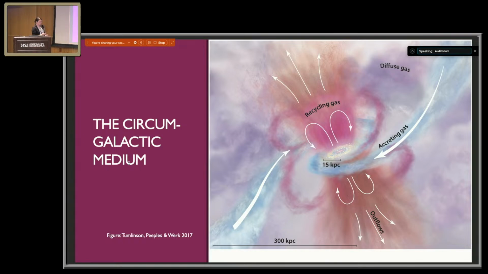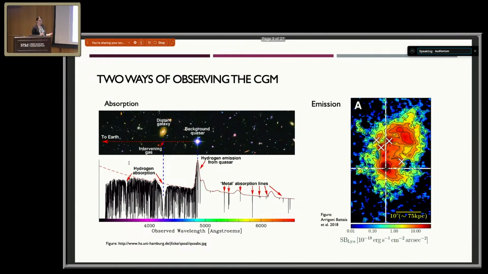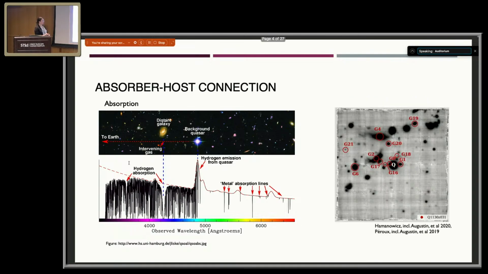To draw this connection, first of all, we need to observe the CGM. Ideally, we would like to look at it in emission, but as you all know, this gas is extremely diffuse, therefore very faint. To do this for the full halo is quite challenging, even with the strongest emission lines. So what we're doing in this work is to use the more conventional approach to look at absorbers towards background quasars.